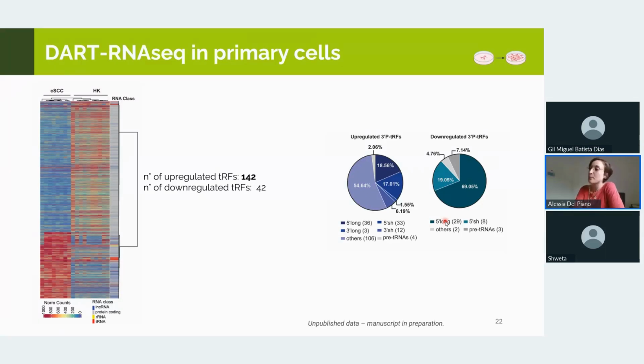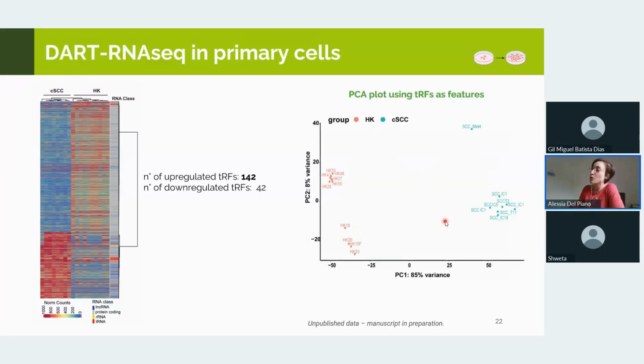Using feature selection, we obtained a clear and very nice separation between keratinocytes and CSCC.